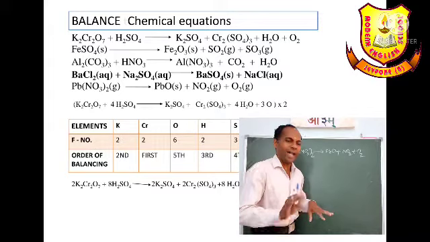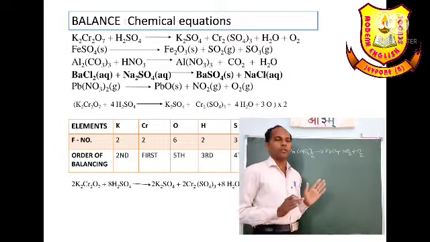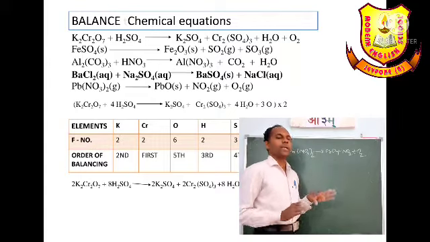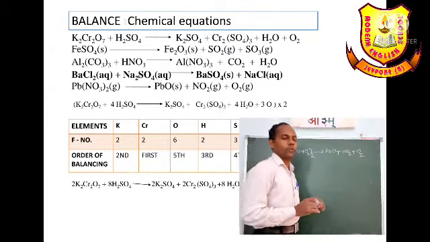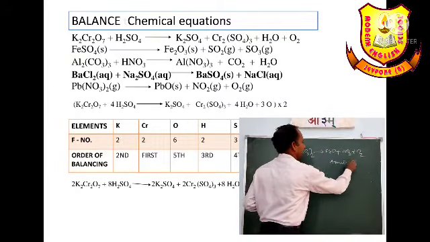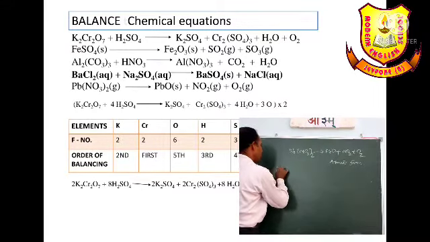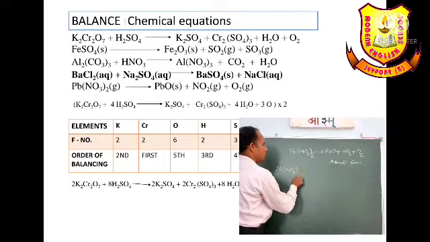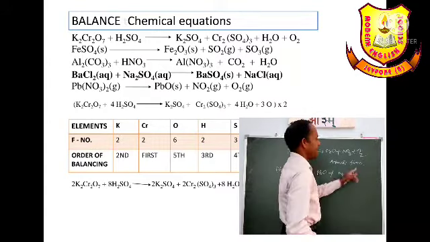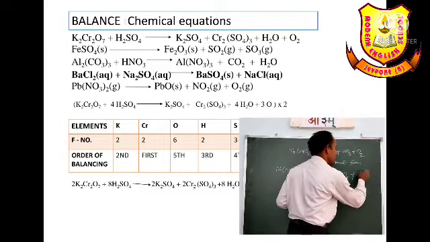Here is another thing I have left to tell you. If any diatomic molecules are there, the diatomic molecule should be written in the atomic form. Keep that in mind. So now we write this one to balance: Pb(NO3)2 produces PbO plus NO2 plus O in atomic form. Oxygen is a diatomic molecule, so you have to write O.